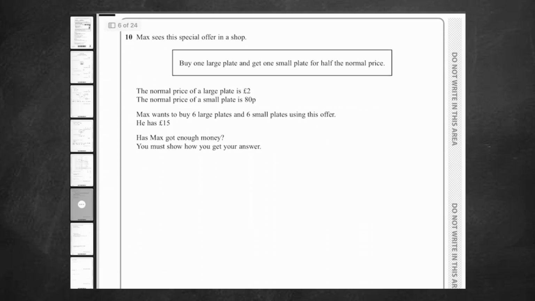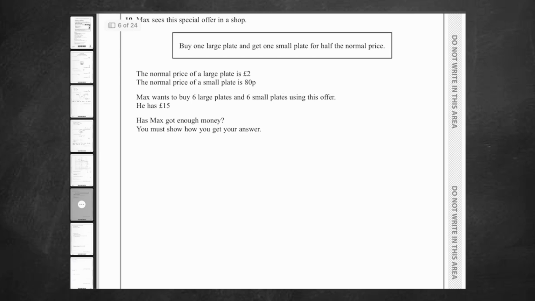Question 10. Max sees this special offer in a shop. Buy one large plate and get one small plate for half the normal price. Then we have the normal prices. Max wants to buy 6 large plates and 6 small plates using this offer. He has £15. Does he have enough money? You must show how you get your answer.